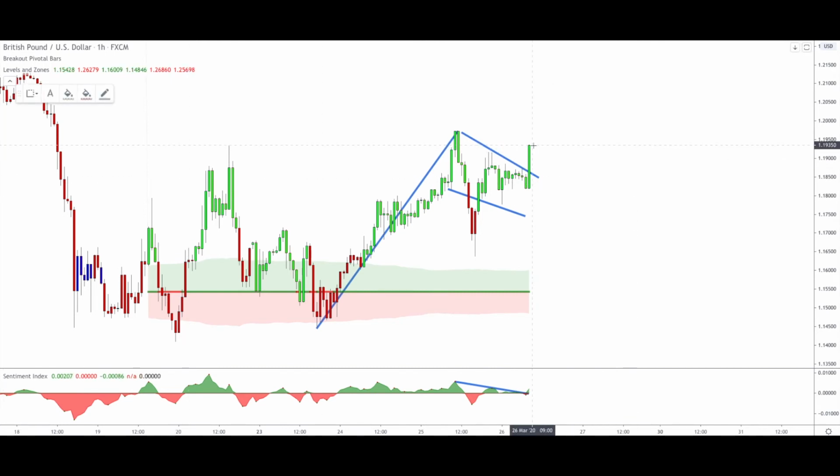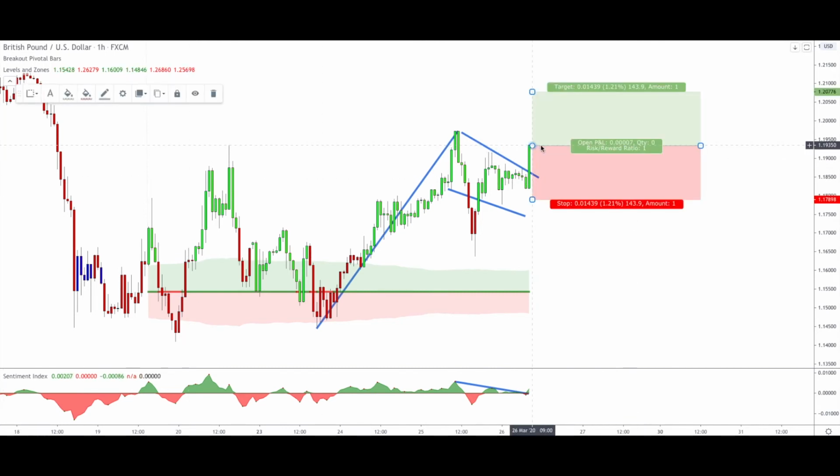So we set our trade with an entry price around this level.